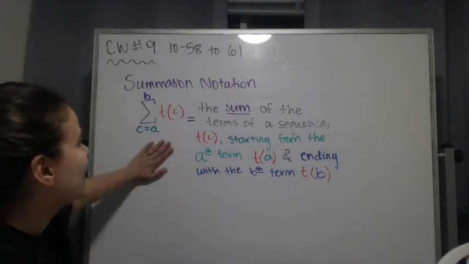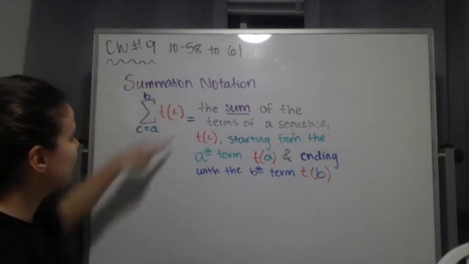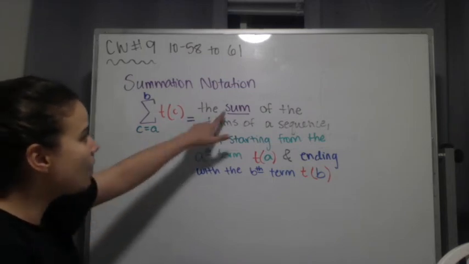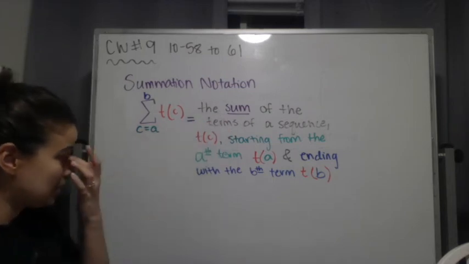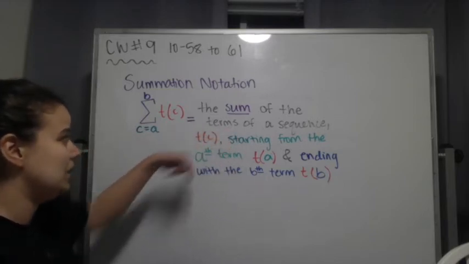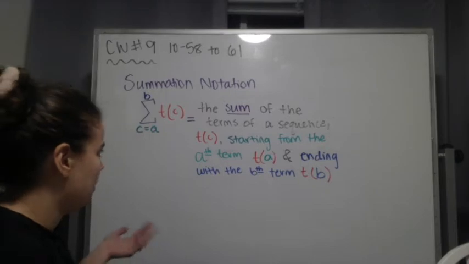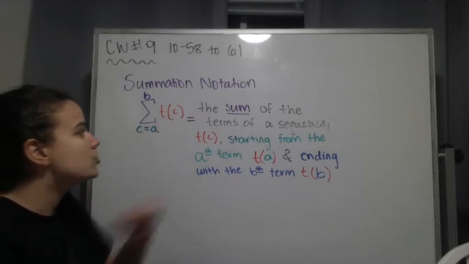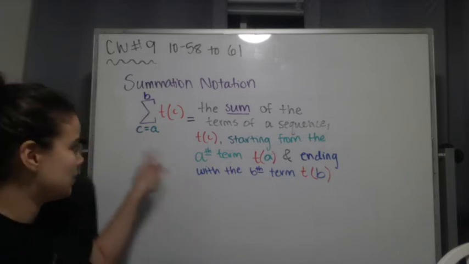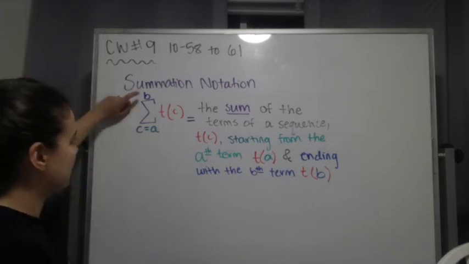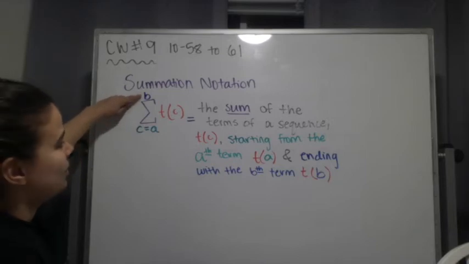So, this right here represents the sum of all the terms of a sequence, and the sequence is defined by an equation, T of C, or T of N if you want. It doesn't really matter what letter you use here and here. Starting from the 8th term, right? So it tells you where to start down here, and ending with the bth term up here, right?